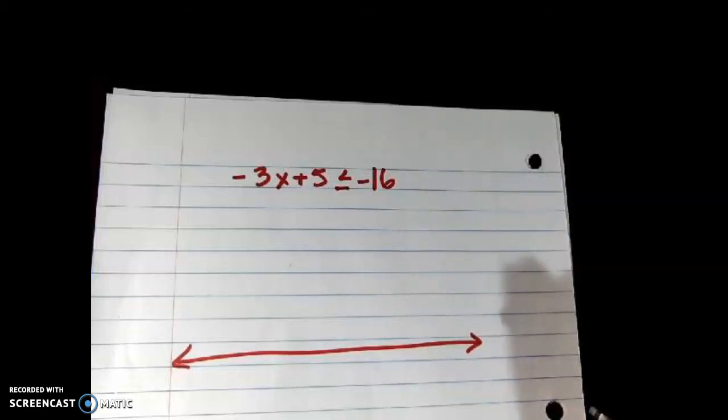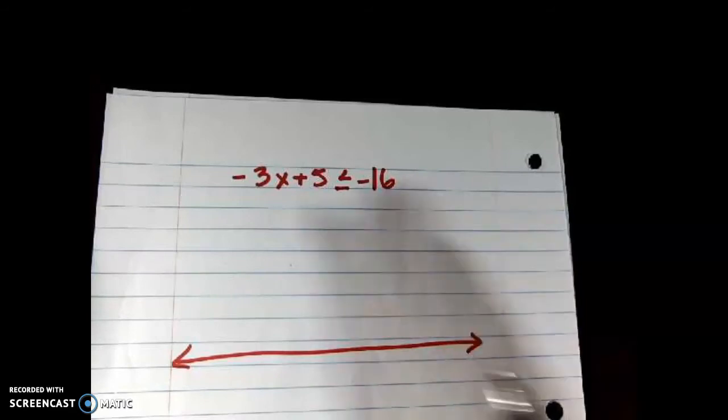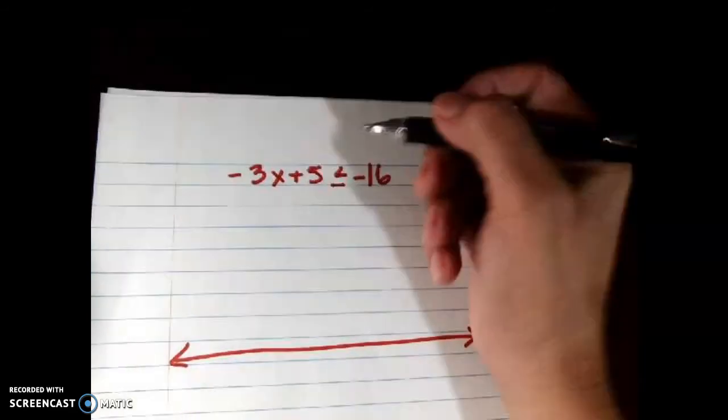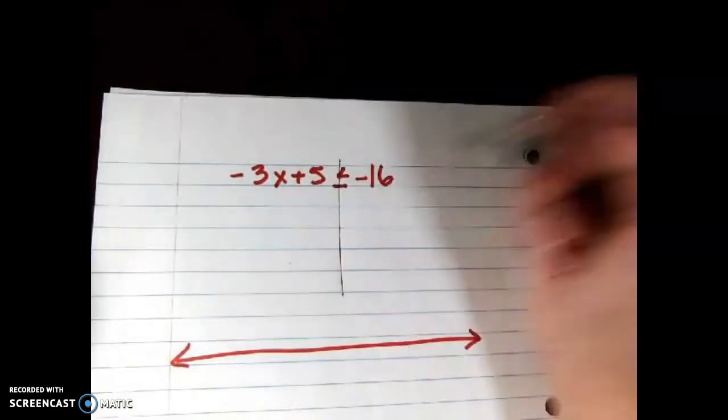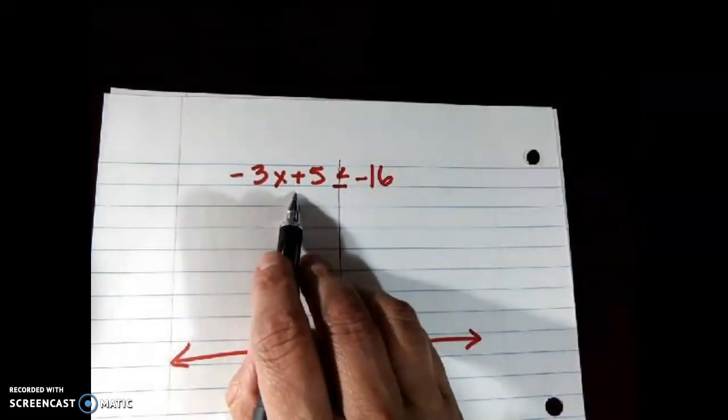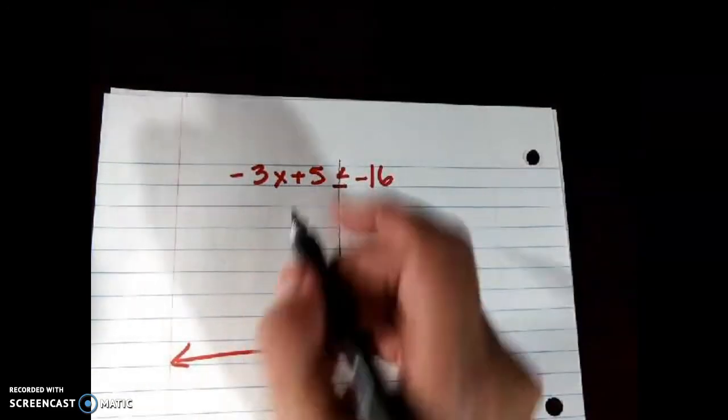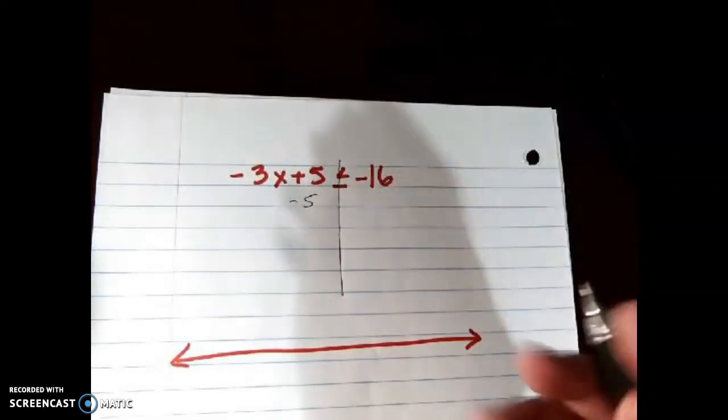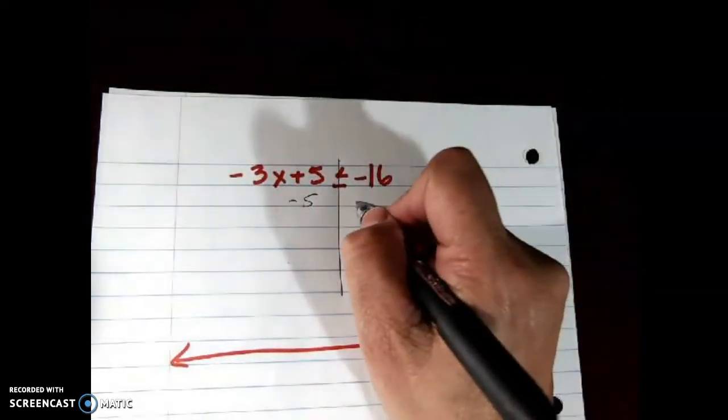All right, today we're going to start two-step inequalities. You're going to solve the two-step inequality like you would a two-step equation. So the first thing we're going to do is the same thing. We're going to draw a line, okay? And the next thing we're going to do is the opposite of plus 5 is minus 5. And what we do to one side, we do to the other.